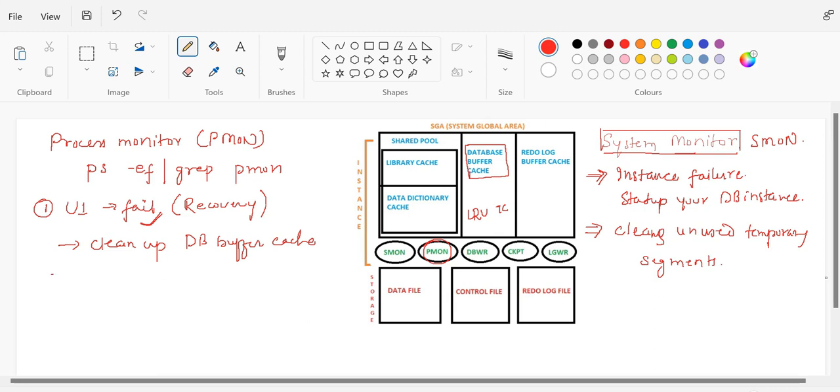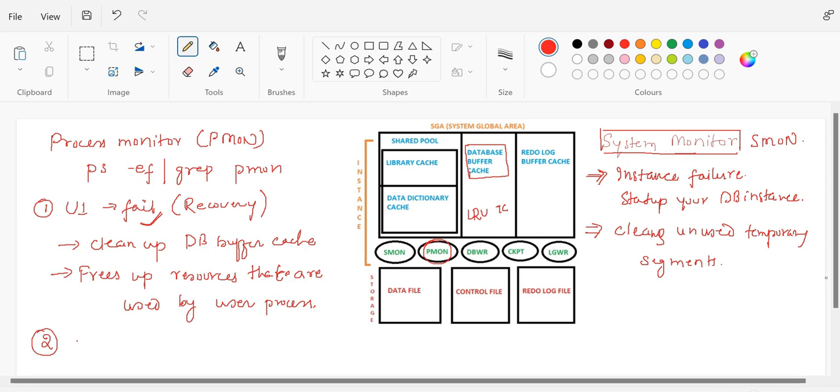Apart from that, it frees up some resources that are being used by the user process. If resources are being used unnecessarily, PMON frees up some resources that are used by the user process. Also, the main important thing the process monitor or PMON does is monitor the sessions for idle session timeout. If some session is sitting idle, it kills those sessions to log them out from the database.